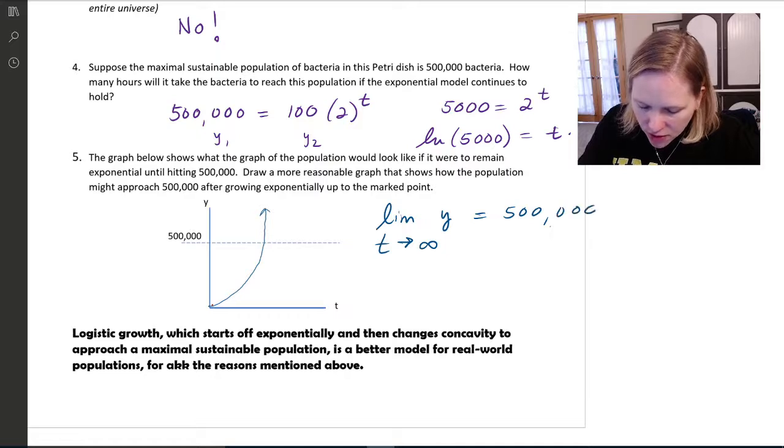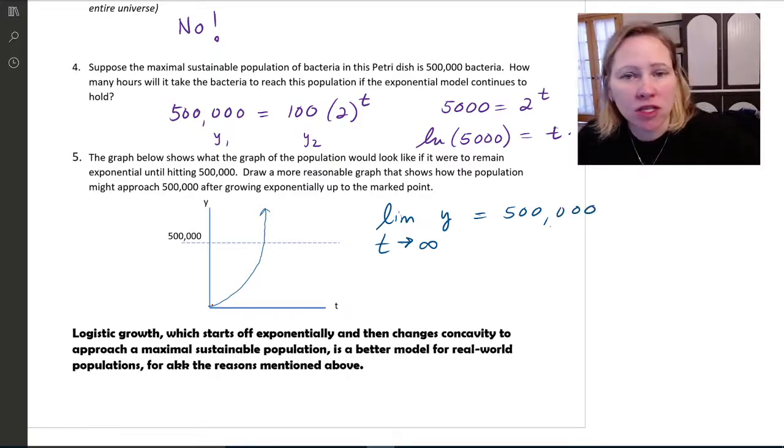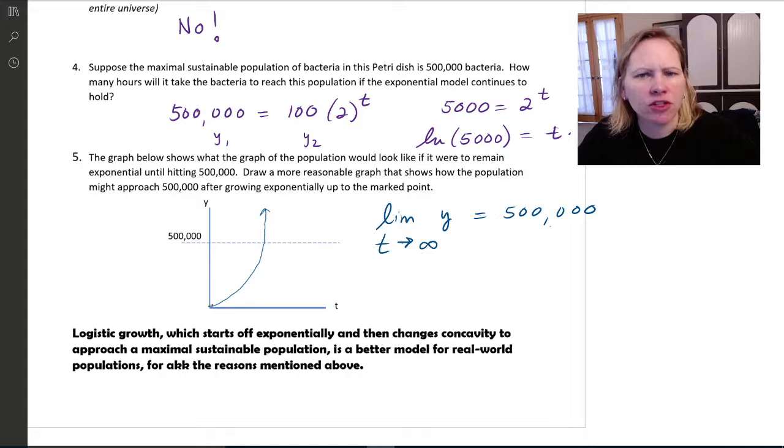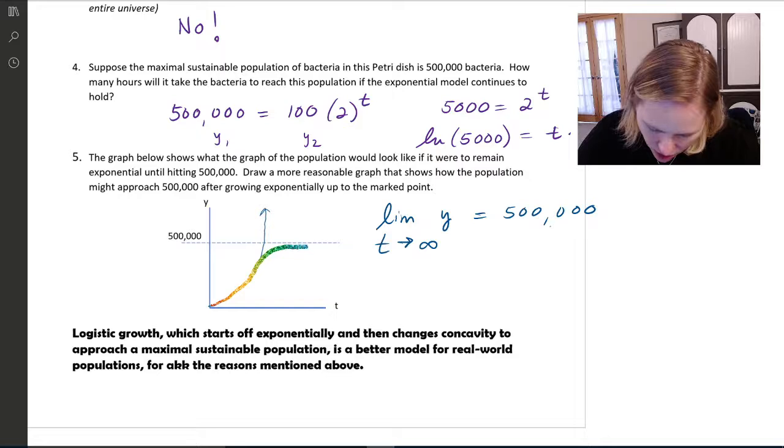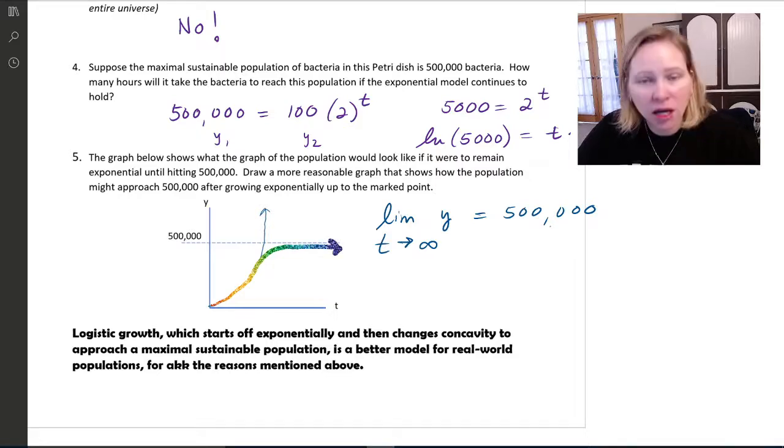Well, you guys, we should hopefully remember that the definition of a horizontal asymptote is that you have a limit of a function as the independent variable approaches infinity. So it might look a little something like this. It might go up exponentially at first, but at some point it's going to peter off and approach that value. And it might go above the asymptote. You can cross a horizontal asymptote.